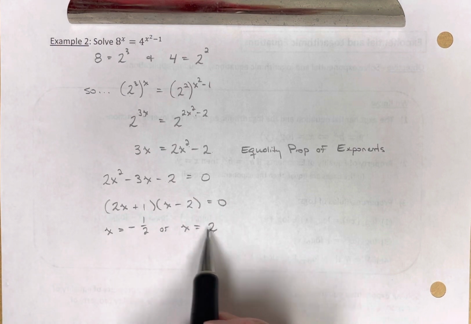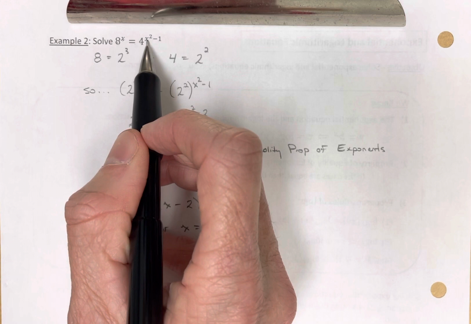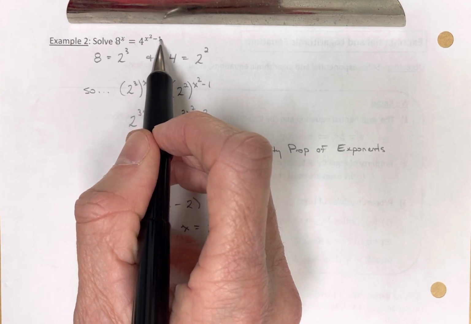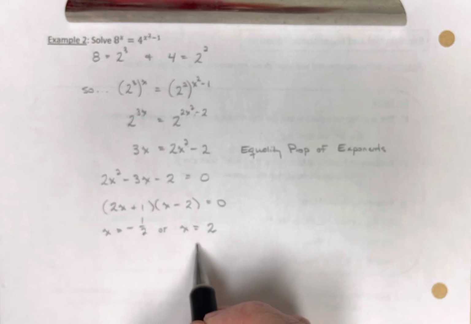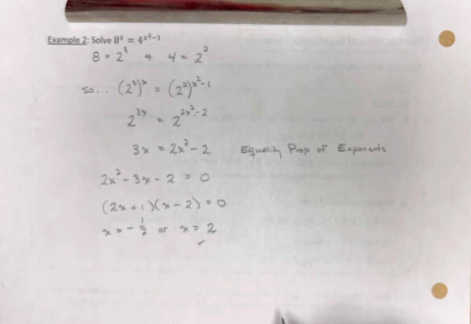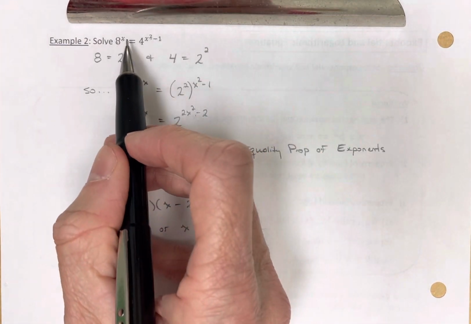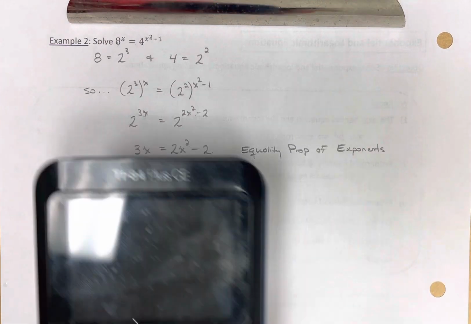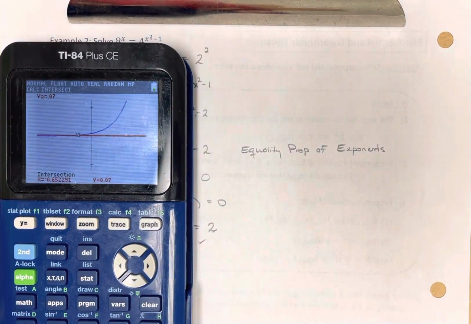Well, the 2 is pretty easy. 8 squared is 64. 2 squared is 4. 4 minus 1 is 3. 4 to the third power is also 64. So the 2 I can check very quickly, mentally in my case. The negative 1/2, I'm not very good with negative 1/2 exponents. So let's see if we can graph that one and see if that gives us a negative 1/2.